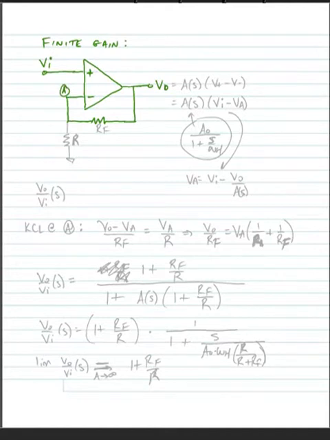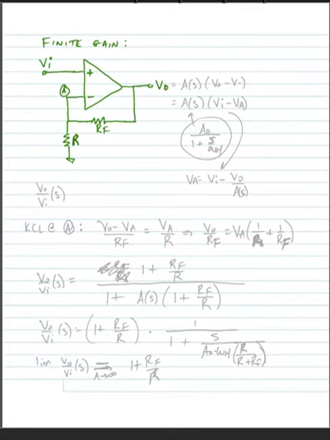And let's label this node A. So we have a feedback resistor RF, and we're dividing that voltage with the resistor R.